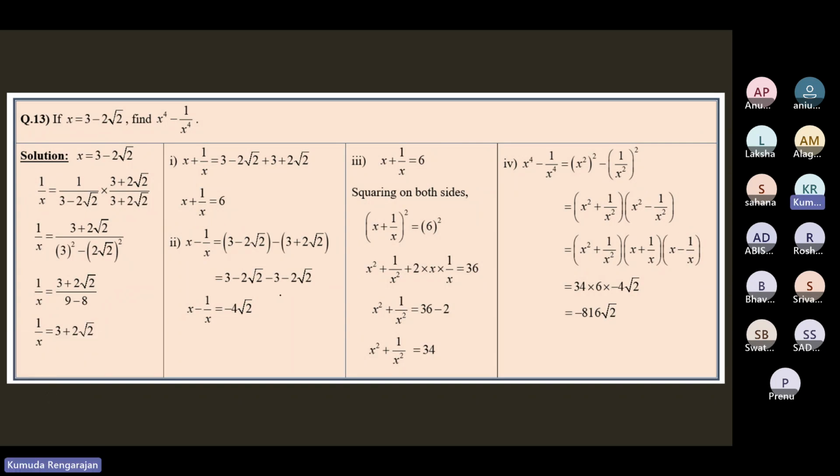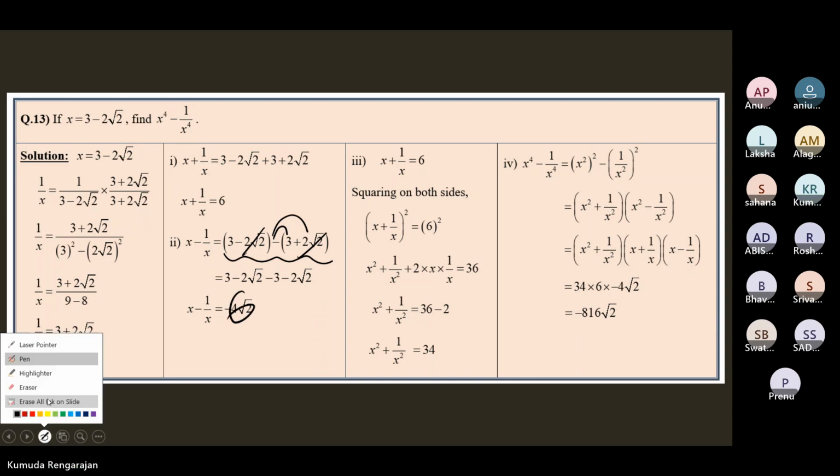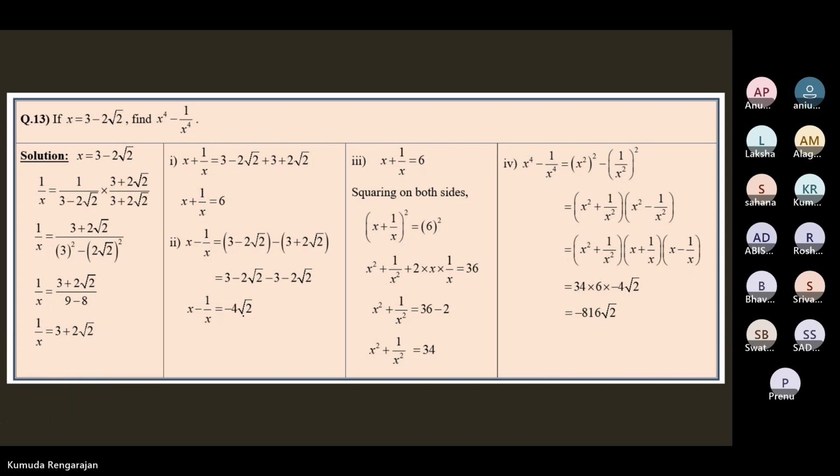Possibility, see, if you've adopted the correct procedure but still have not got the correct answer, then you could have gone wrong here. Because x minus 1 by x, in brackets, x minus 1 by x. So when you open the bracket, minus 3 minus 2 root 2. So possibility that you have maybe canceled this and got 6 here. I don't know. So this is minus 4 root 2.